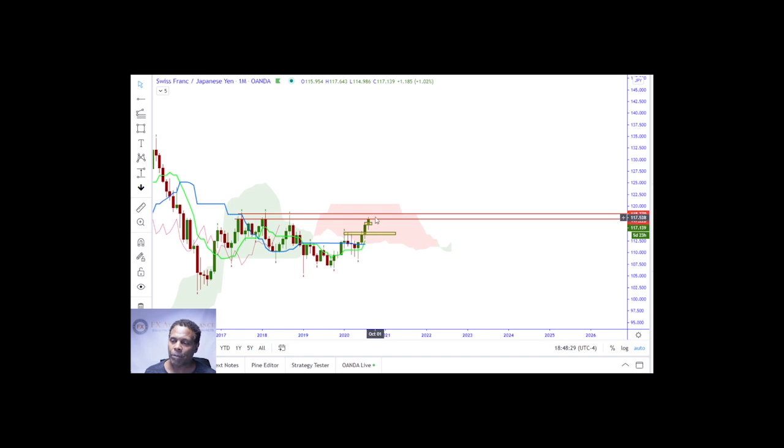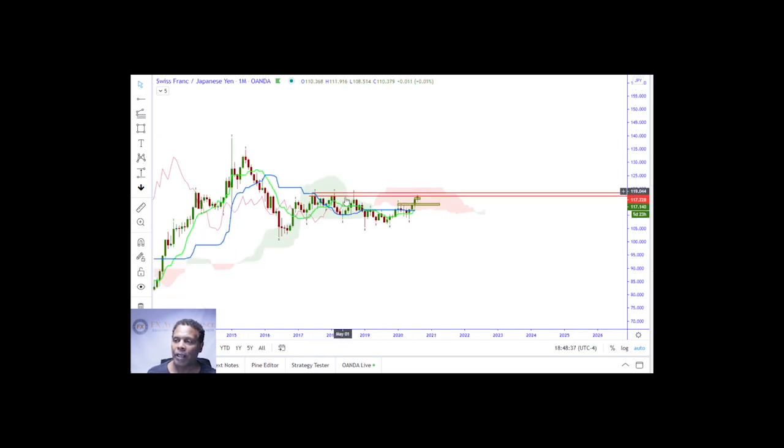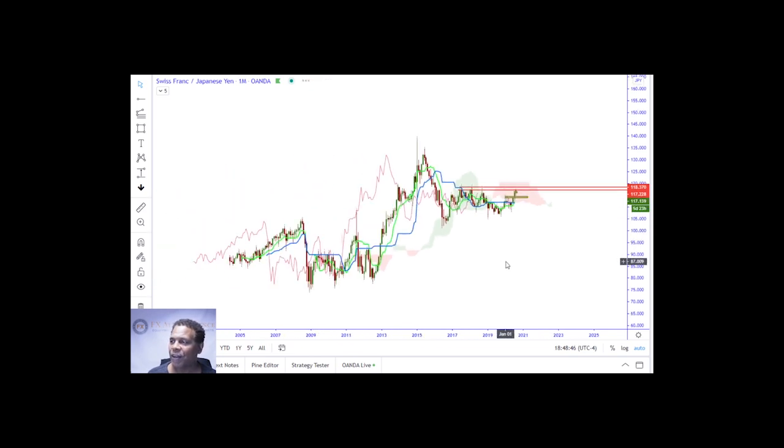So this may not develop as soon as we want to see it develop, because the monthly candle just hit this level and could even push up to the top of the level. All right, Ichimoku's crisscrossing, so Ichimoku's confused. He doesn't know what to do.